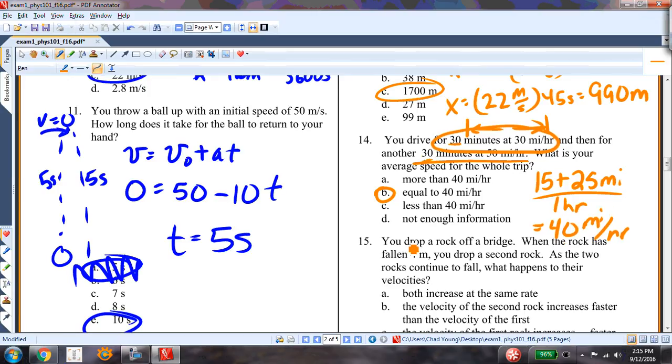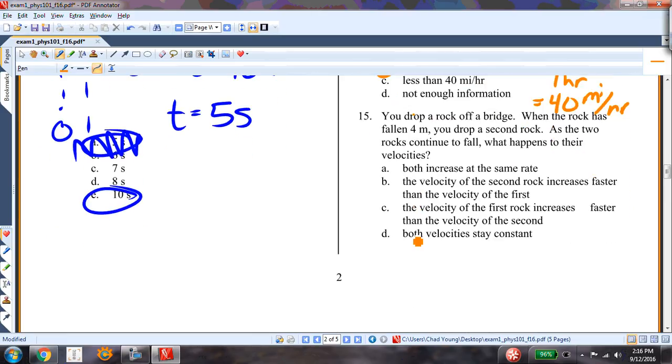You drop a rock off a bridge. When the rock has fallen 4 meters, you drop a second rock. As the two rocks continue to fall, what happens to their velocities? Again, this came straight from the clicker question or the online participation question, and the answer is that both are going to increase at the same rate. Even though the one that you drop first is going at a greater velocity, the two velocities are still going to increase at the same rate.